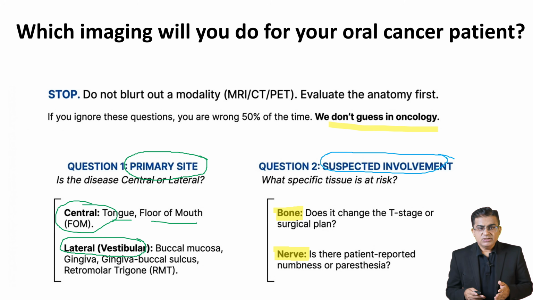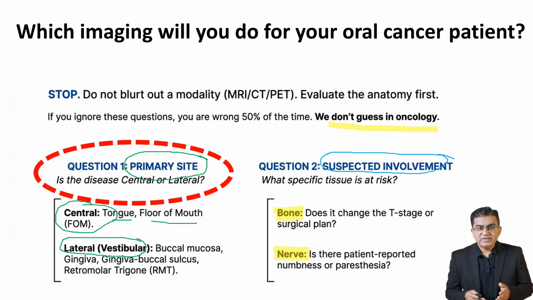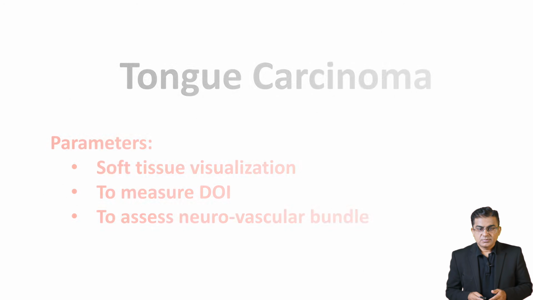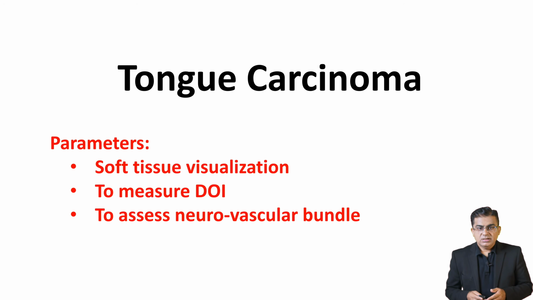So let us dive into the first factor which will decide the imaging modality we will choose. What is the site of primary tumor in a patient? Let us start with the imaging for centralized tumors such as oral tongue. Everything we will discuss about imaging for oral tongue is also applicable for floor of mouth.